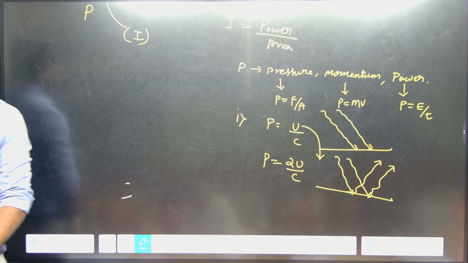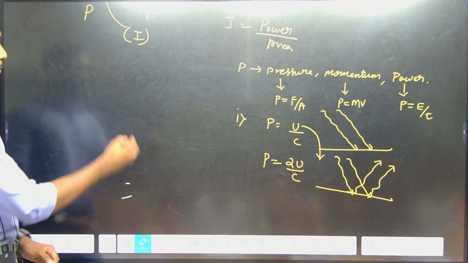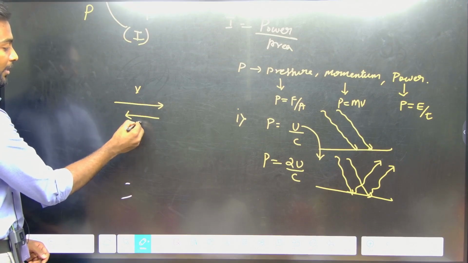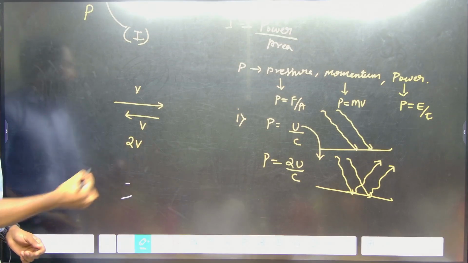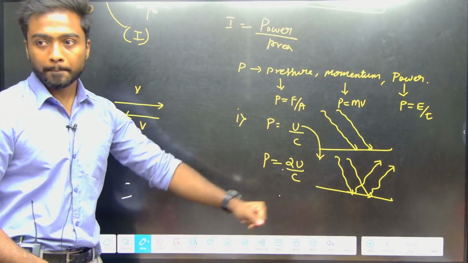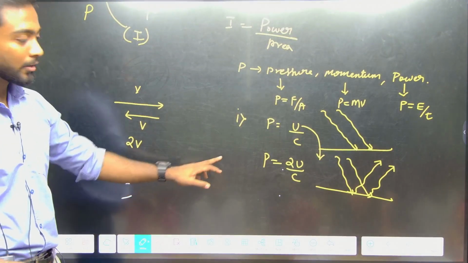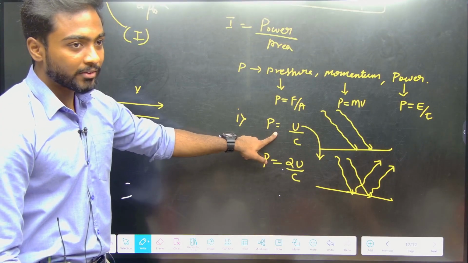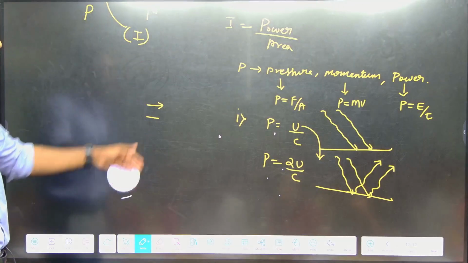So in momentum we have learnt that when an object is coming with velocity v and returns back with velocity again v, both are relative, so I can write 2v. Similarly we have got the formula 2U by C. I am not going into the expression and derivations here, I will write just the formulas. So for complete absorption it is U by C, for complete radiation it is 2U by C. This is for momentum.